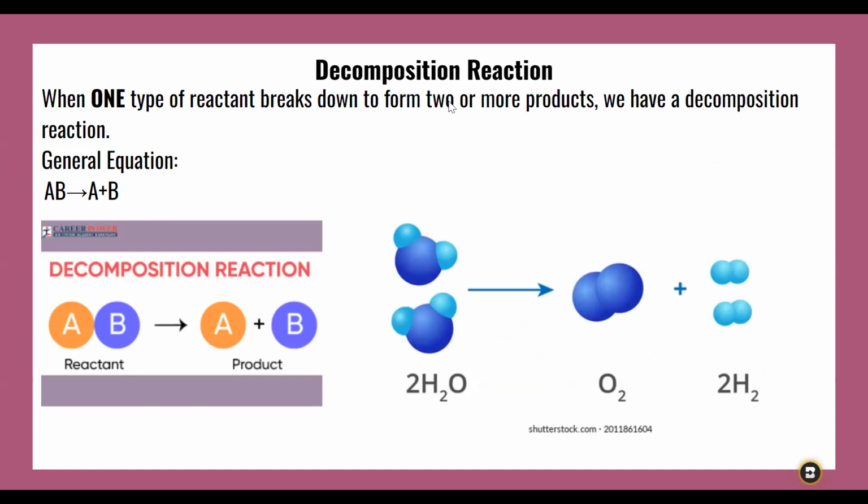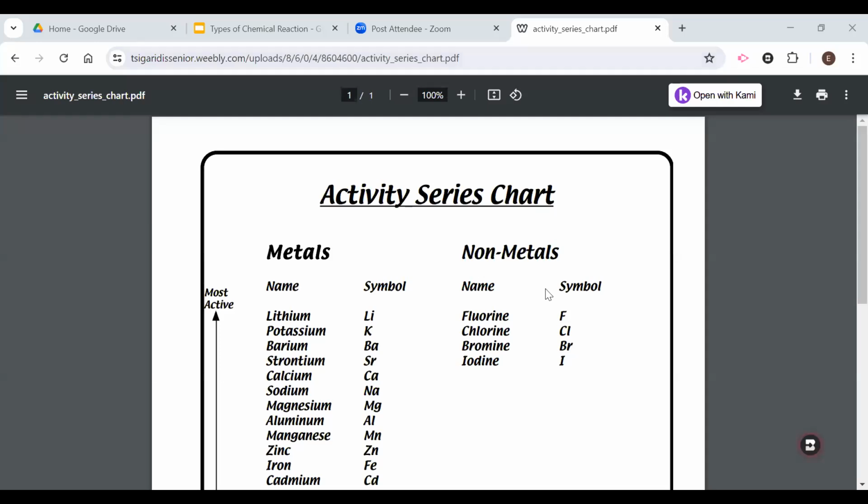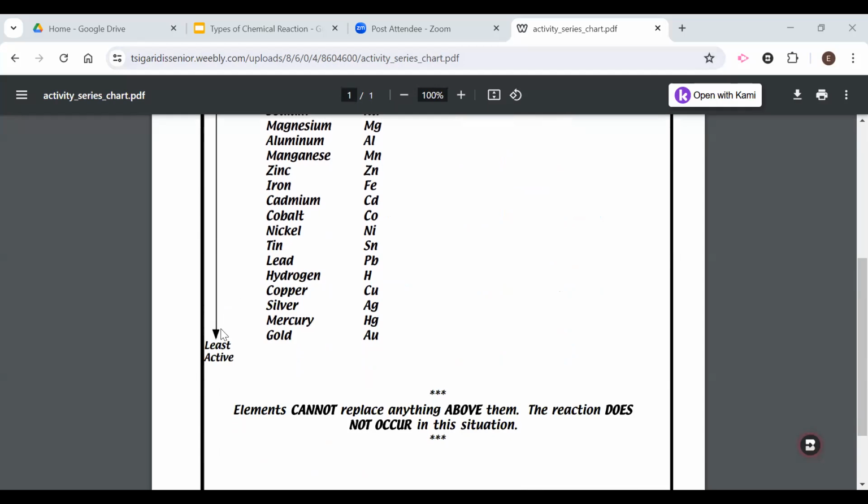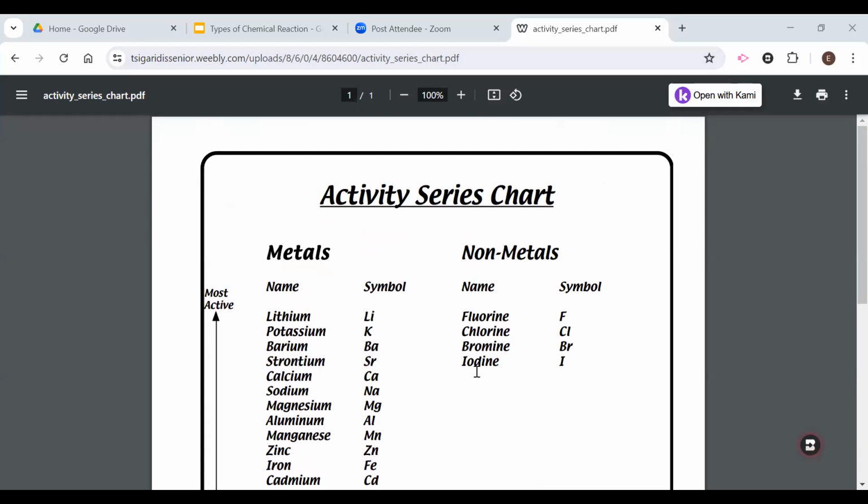Then before we continue with another type, which is single replacement, let's look at this chart. Activity series chart. Some people call it reactivity chart. It has metals in order of reactivity. You see metals, that means the one on top is the most reactive. This one is least, okay? Then it has to have non-metals.